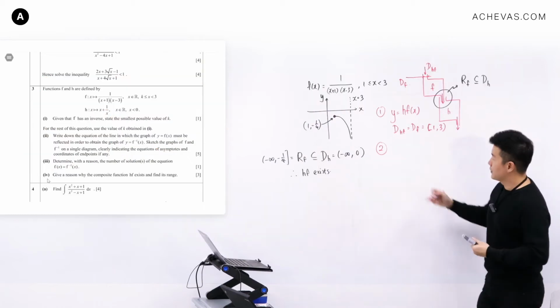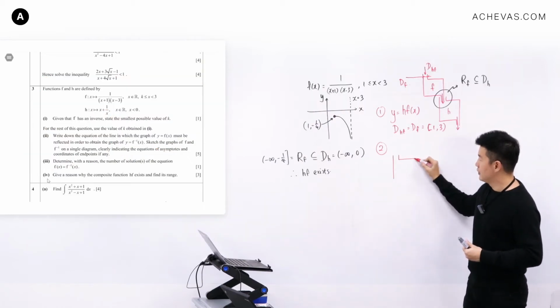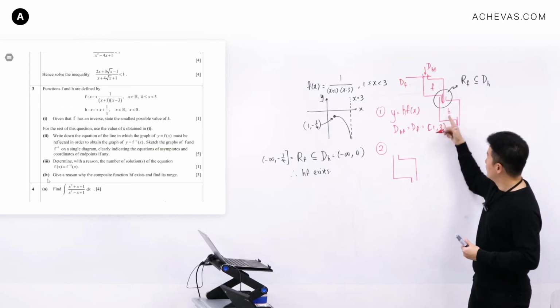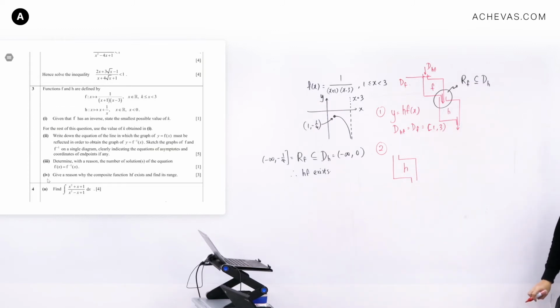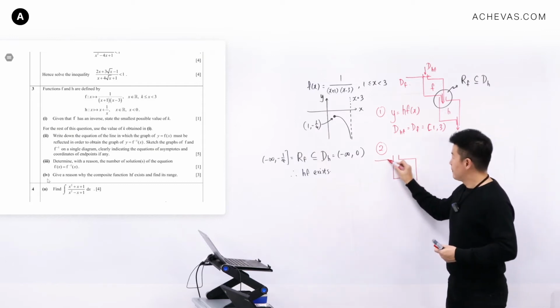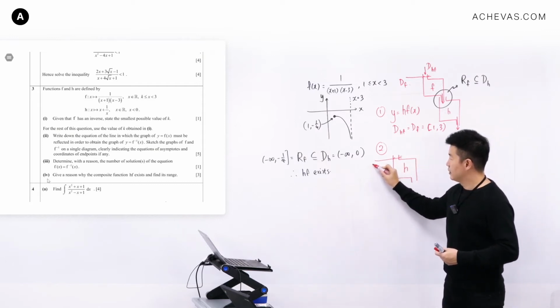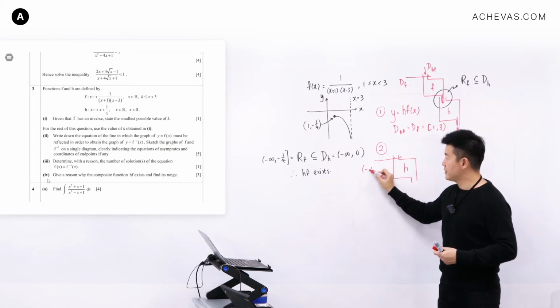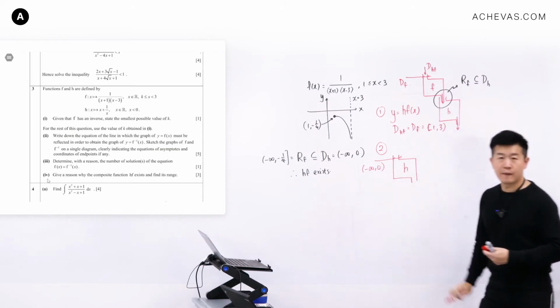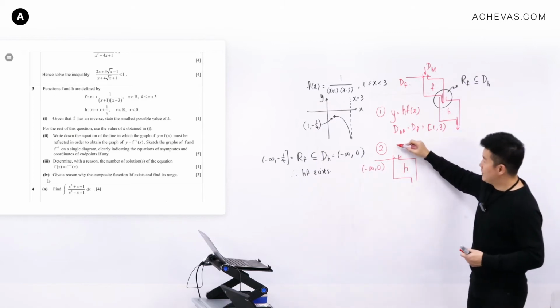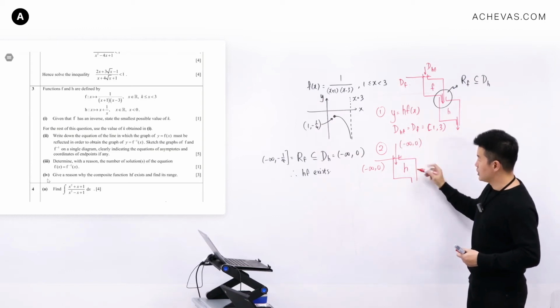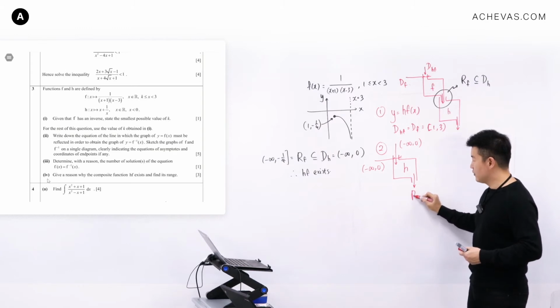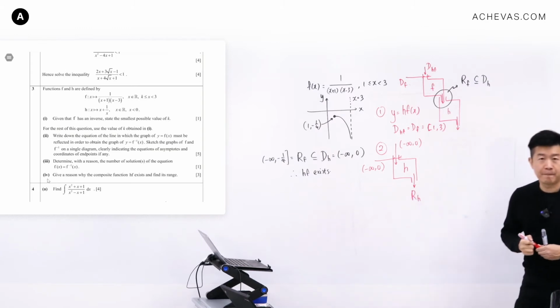For the second method, we are going to make use of the last function, which is h. Okay? For h, we know what the domain is. The domain of h is from minus infinity to 0. Which means that if I were to put minus infinity to 0 into h, what comes out is going to give me the range of h.